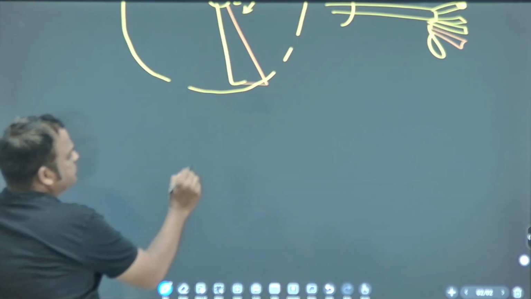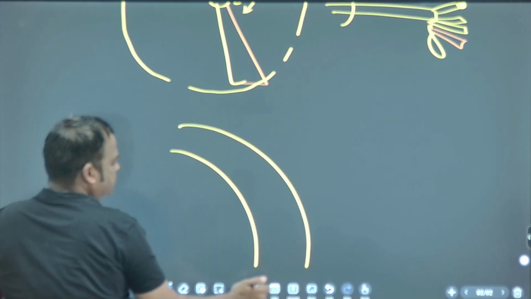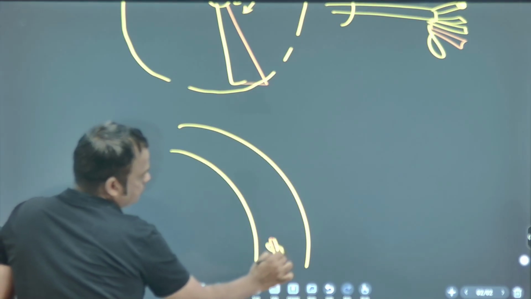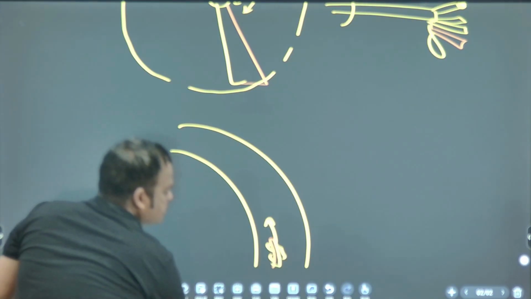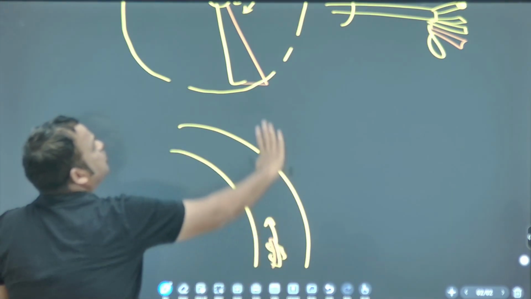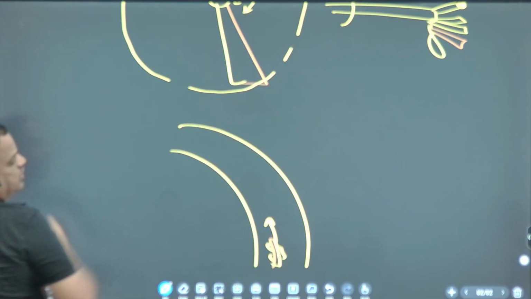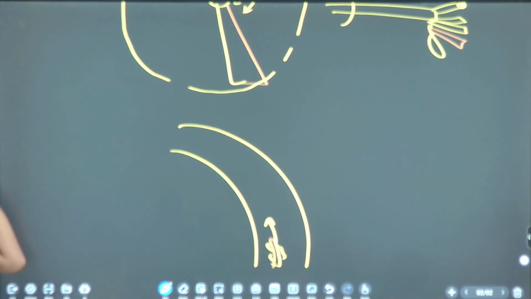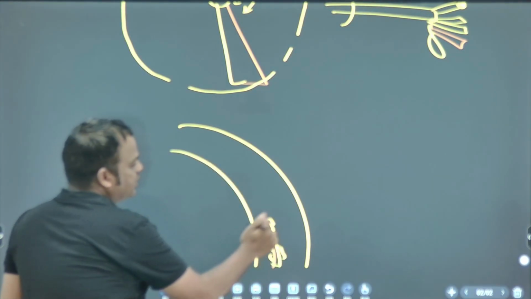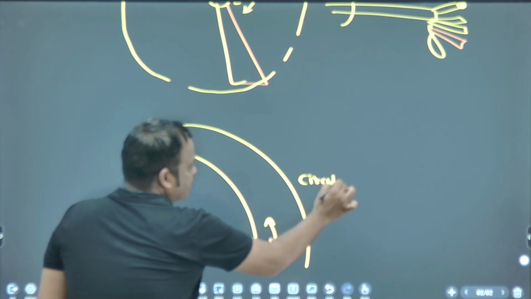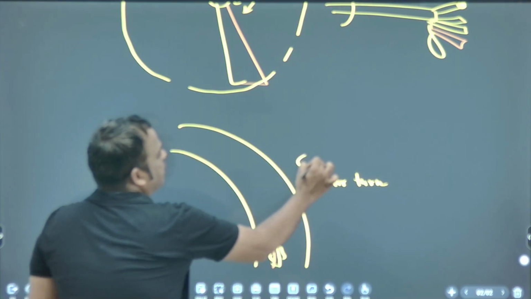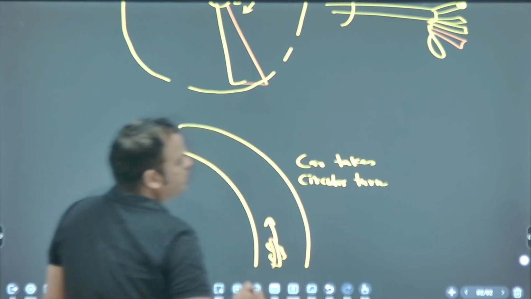Then suppose you are taking a turn. Suppose your car is going and the car is coming like this, it is taking a circular turn. Okay. Initially you are going towards north, after some time you are going towards west, correct? So what is the car taking? A circular turn. So generally it is a circle. This is known as a circular turn. The car takes a circular turn. Correct?